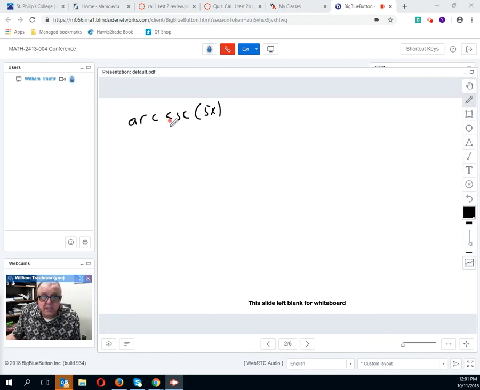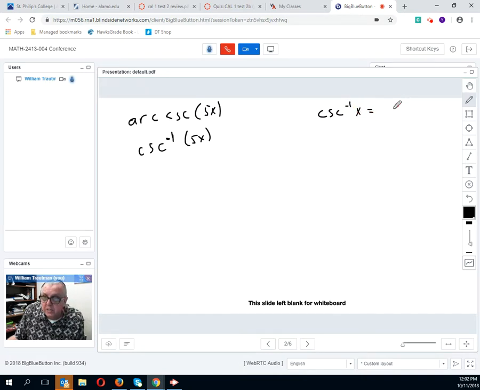Okay, so arc cosecant, I found the formula. It's in the book. There are 3 that are not on here. We have arc tangent, arc cosine, arc sine. Do their inverses. So arc cosecant. By the way, arc cosecant is the same thing as cosecant inverse of 5x. These mean the same thing. That's what arc means, the inverse. So the formula: the derivative of cosecant inverse of x is negative 1 over x times the square root of x squared minus 1. That's the formula that you should be using.